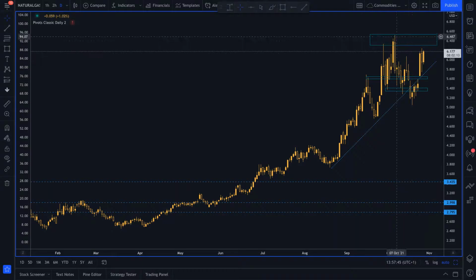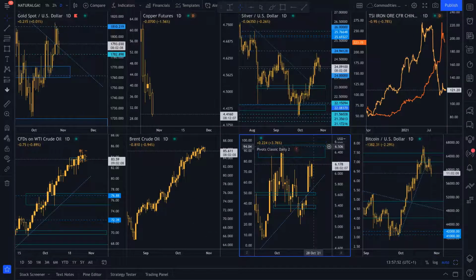I think the trouble area would be a break back above 6.6, but just think that could change the risk tone. It's definitely something to be aware of.